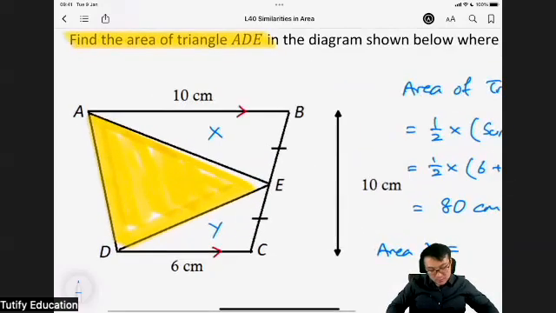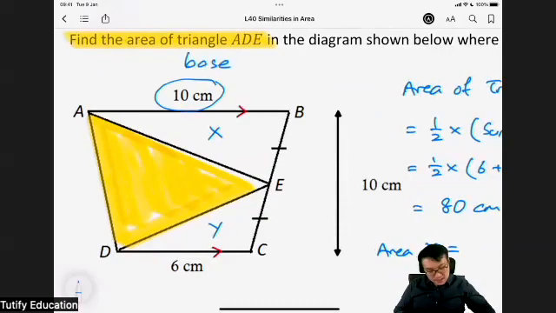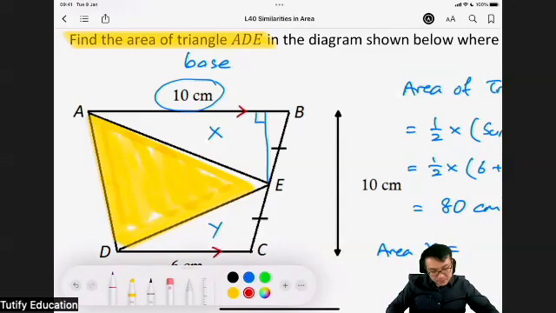Okay. Which one do you want to say is the base? 10 cm. Very good. Let's say that this is the base of the triangle. That means the height must be 90 degrees to the base. Do you know the height? No. Okay, never mind. You don't know the height. Let me point something out to you.